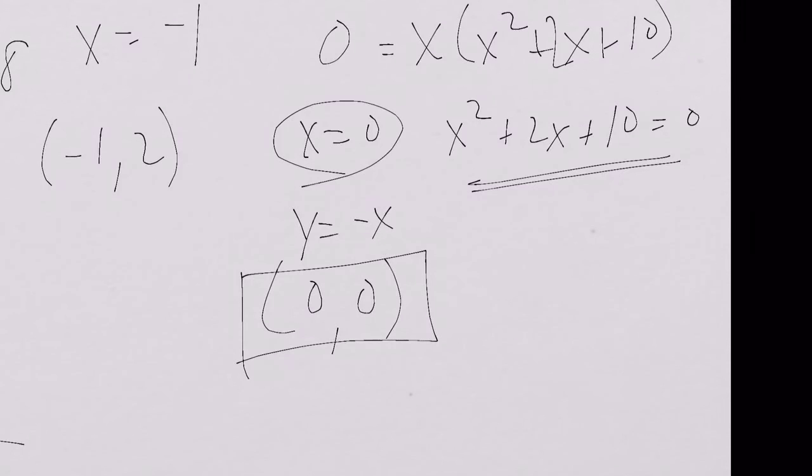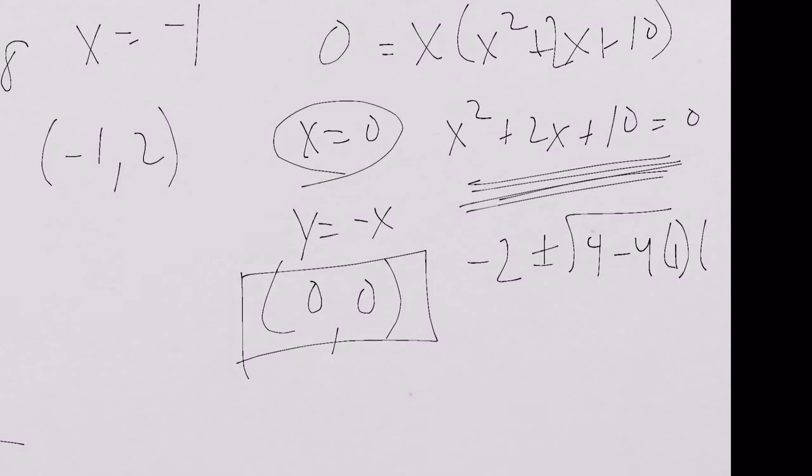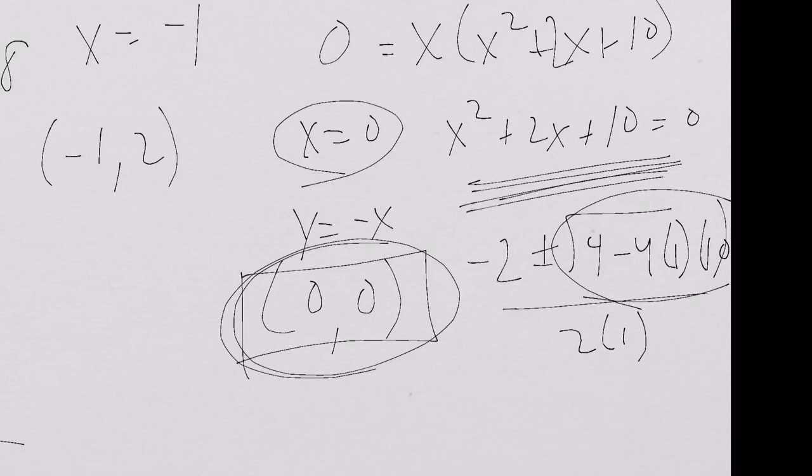But if we tried solving this one, we do the negative b plus or minus the square root of b squared minus 4 times a times c, and that already lets me know that this number is going to be a negative. So that means I have two imaginary solutions. So this one, my real solutions would just be 0, 0.